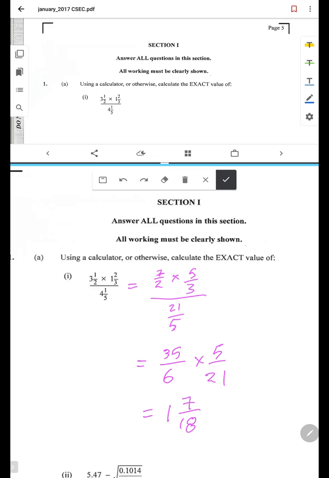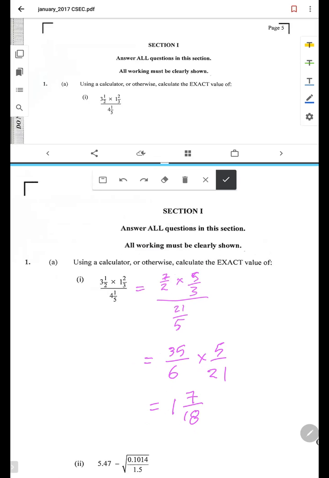All right. So what do we go with that? Use the calculator and simplify that. Yes, sir. All right, good.